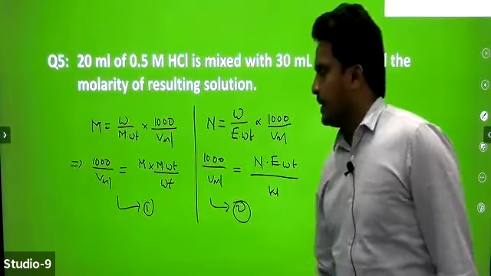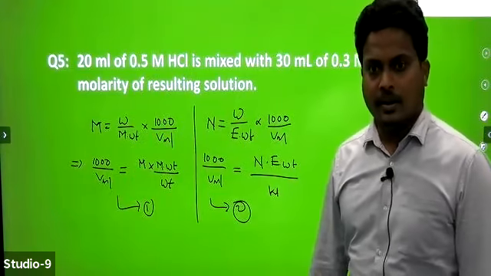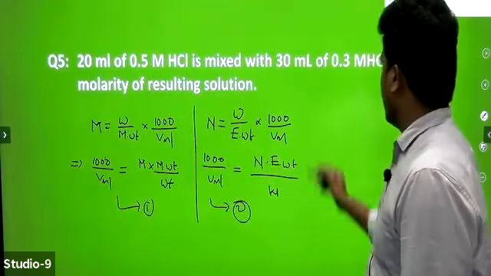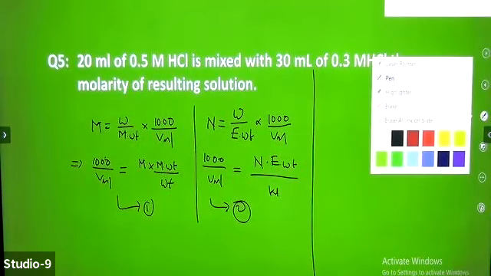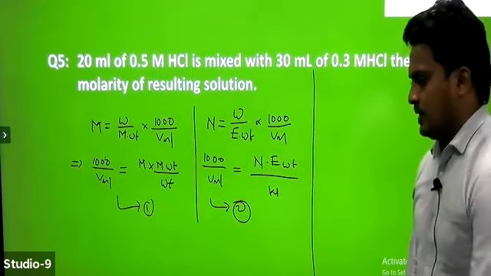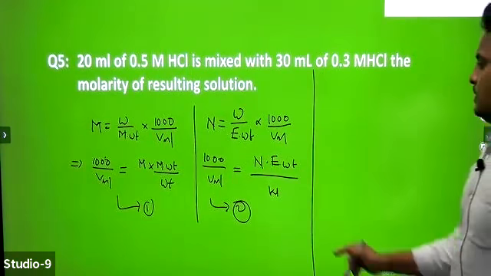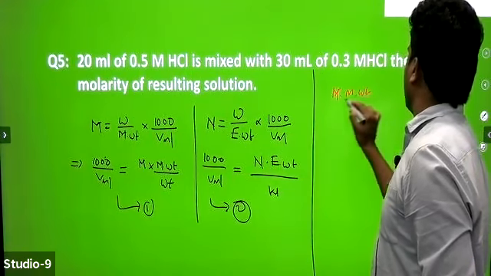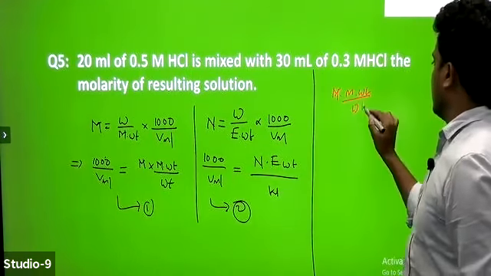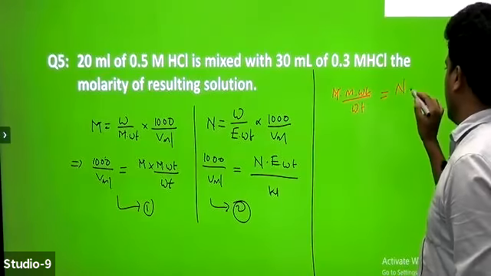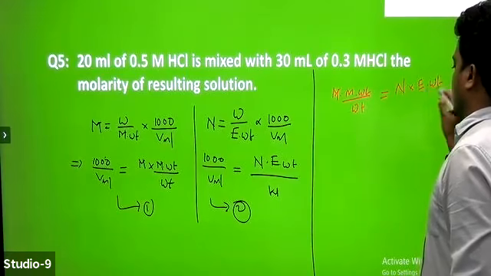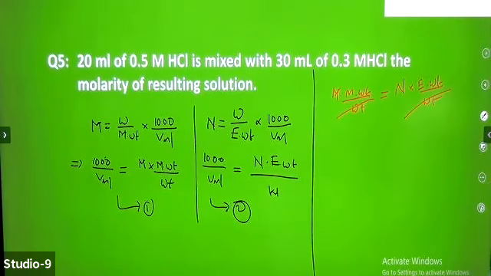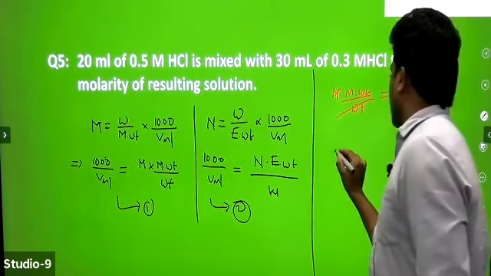Now equate them. Can I equate them? Why? Because of 1000 by V in ml, 1000 by V in ml. So equate it. What is the relationship between molarity and normality? So molarity into molecular weight by W, weight of the solute, is equal to normality into equivalent weight by weight of the solute. Again, weight gets cancelled. Tell me molarity.